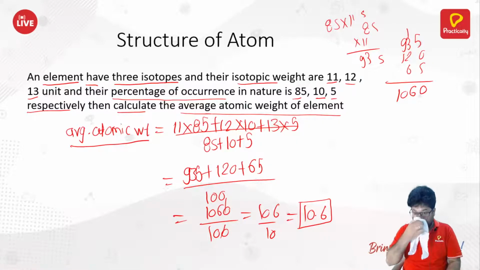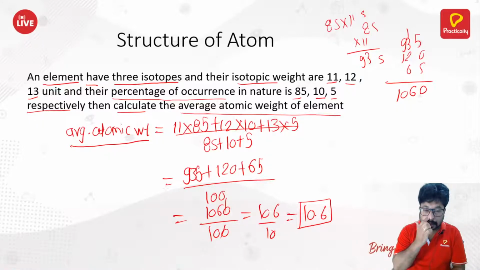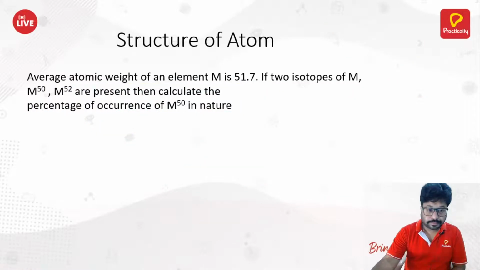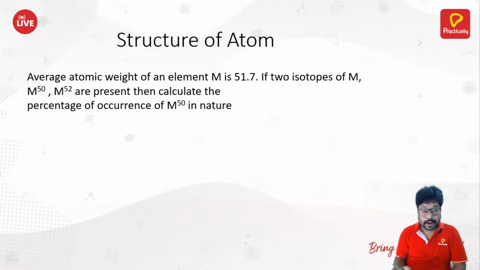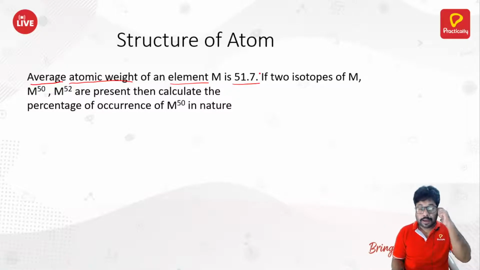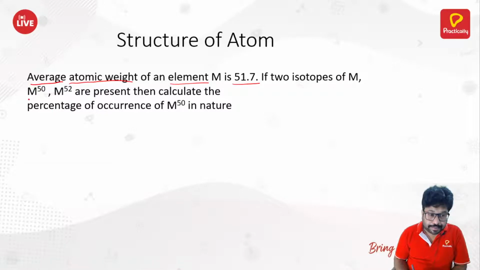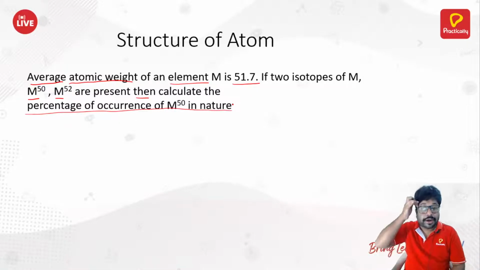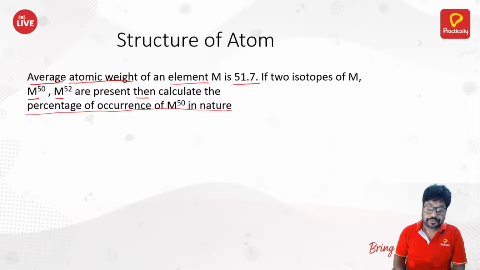Okay, moving ahead. Next, the average atomic weight of an element is given. It is 51.7. Now if two isotopes M50 and M52 are present, then calculate the percentage of occurrence of M50 in nature. Now we don't know it, right? Then we calculate the percentage.